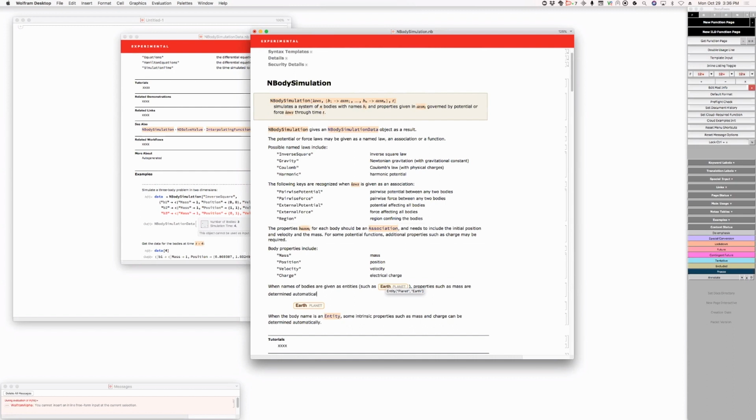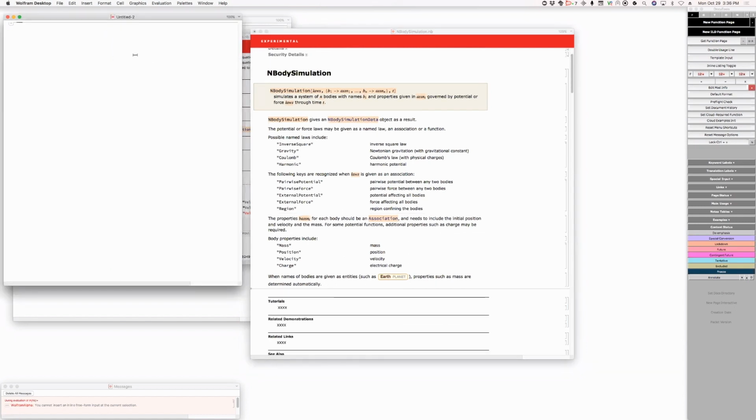Yes. Okay, so what you're telling me is that the minimal case here will be something like NBodySimulation of gravity, comma, and can I just do Earth, comma, moon? Does that possibly work? No, it doesn't work, because that would be a whole development project.